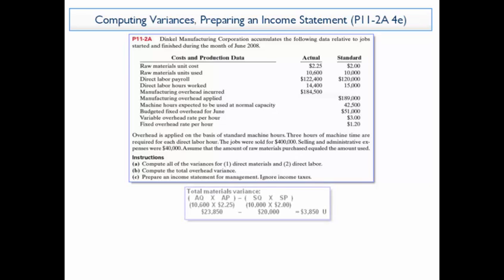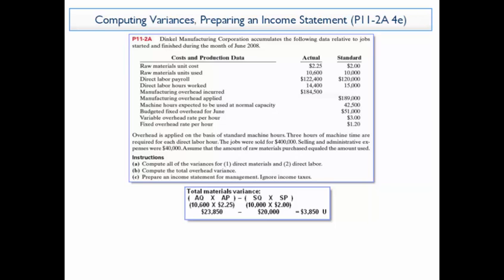Now we can compute total material variance by taking the actual quantity times the actual price. And they gave us in the problem 10,600 units used at a price of $2.25 per unit. So we're able to compute total material variance of $23,850. When we multiply the standard quantity of 10,000 units times the standard price of $2 per unit, we come up with $20,000. Since $23,850 is greater than $20,000, we have a $3,850 unfavorable total materials variance.